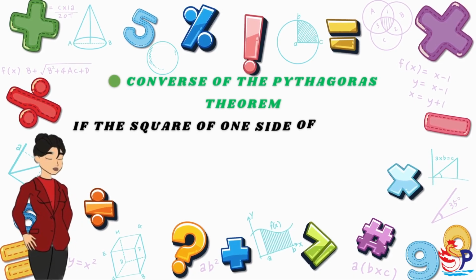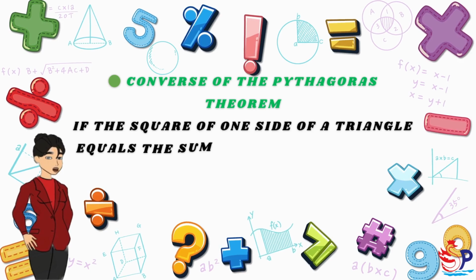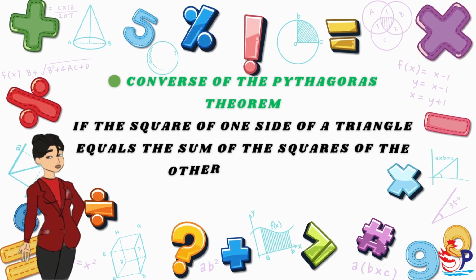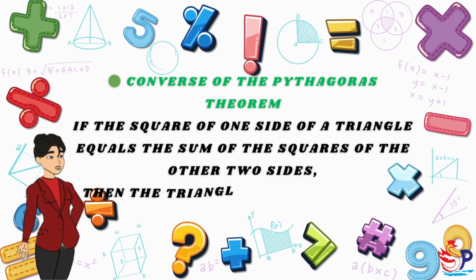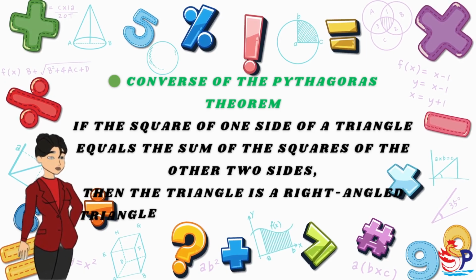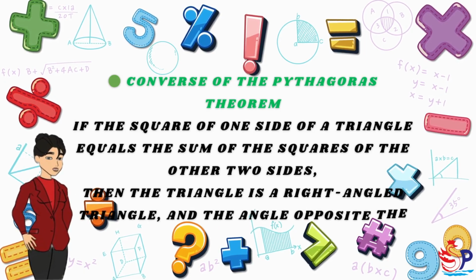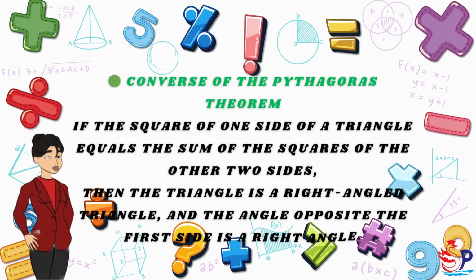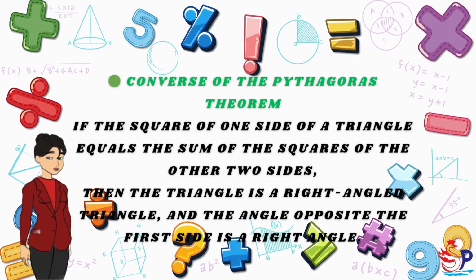Converse of the Pythagoras theorem. If the square of one side of a triangle equals the sum of the squares of the other two sides, then the triangle is a right-angled triangle, and the angle opposite the first side is a right angle.